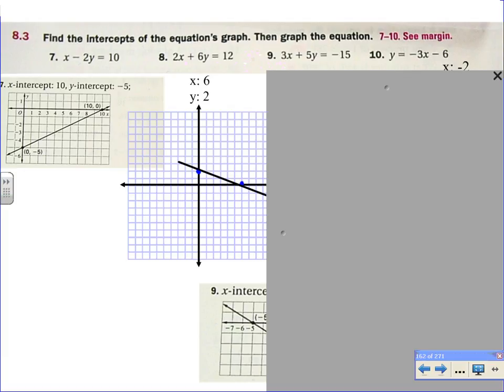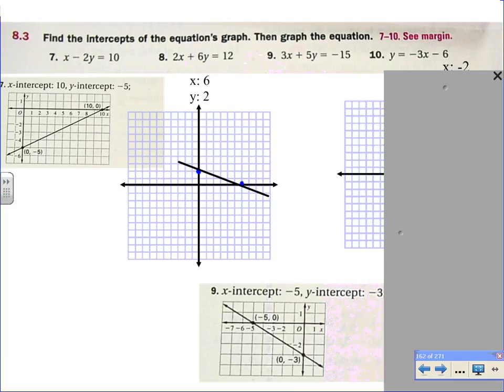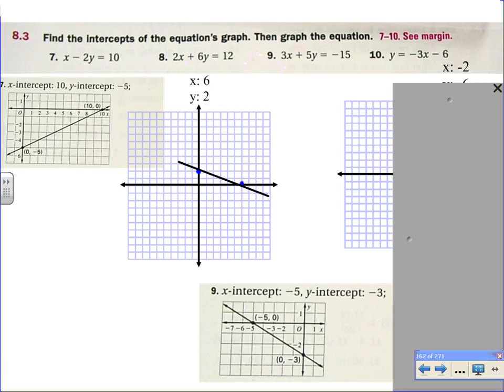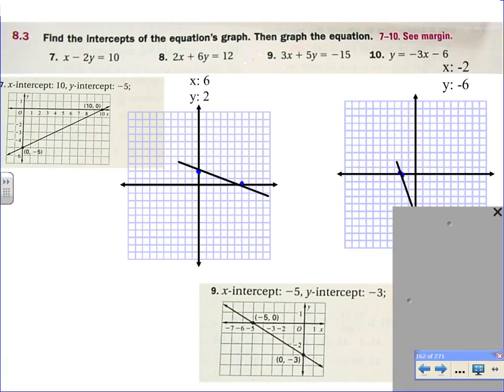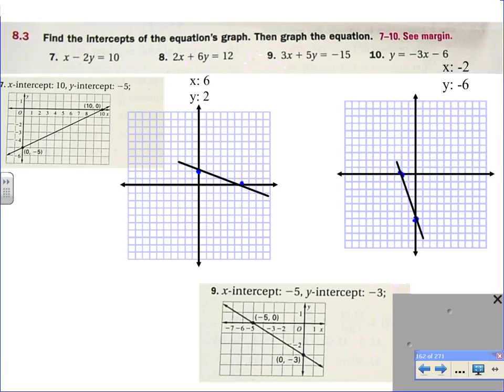Abigail? Yep. It's down here. They're sort of big, so I had to move them up and down. And last one, number 10. Grace? Good job. And your graph should look something like that. Alright. Any questions on this part?